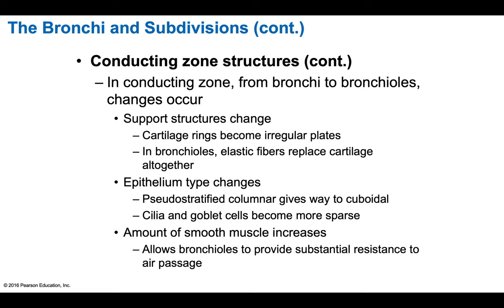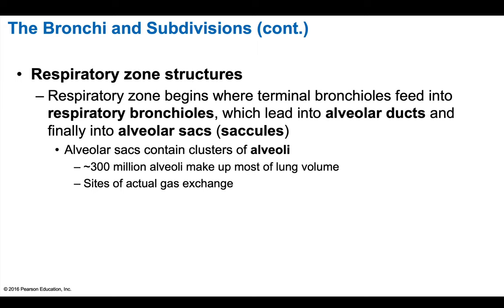Moving on to the respiratory zone structures. The respiratory zone begins as the terminal bronchioles feed into the respiratory bronchioles within the lung. The respiratory bronchioles lead into the alveolar ducts, which connect to the alveoli, which are clustered into groups that we call alveolar sacs or alveolar saccules. So they kind of look like a stalk of grapes. Now, the alveolar duct walls are made up of smooth muscle rings and connective tissue. Our lungs are made up of about 300 million alveoli, which account for most of our lung volume, which provides a huge surface area for gas exchange to take place.